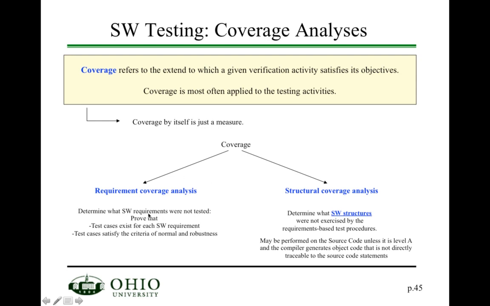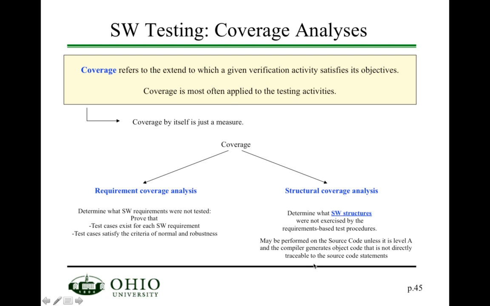In requirements coverage, we're going to make sure that for each software requirement that we have, there are test cases. And when there are test cases, we're going to make sure that these test cases include both normal range tests as well as robustness tests. In other words, we're going to check: do we have all the software requirements covered?